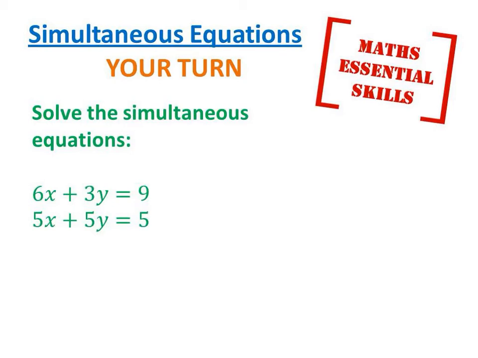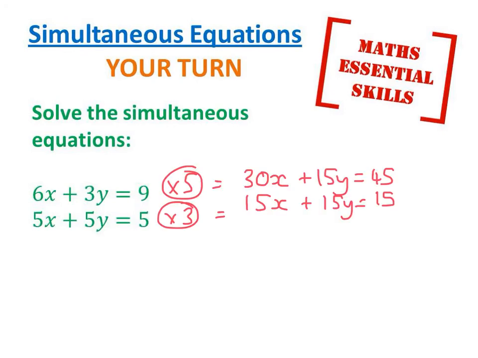So I want the y's to be the same, and I know 3 and 5 go into 15, so I'm going to manipulate them so I've got 15 y's in both equations. Now because these signs here are the same, I'm going to subtract. And now solve the equation.